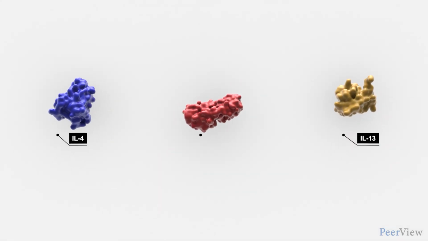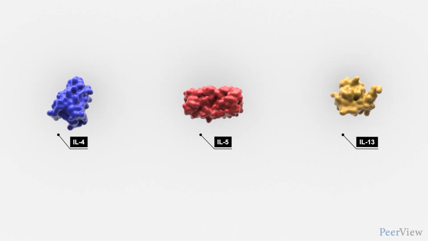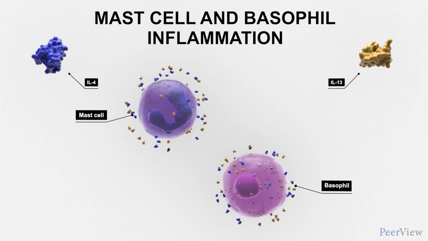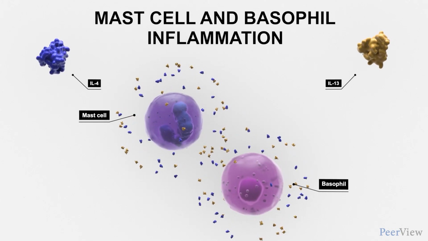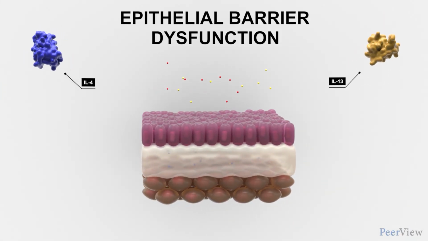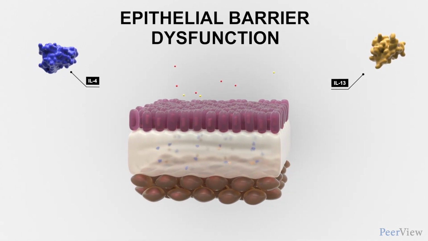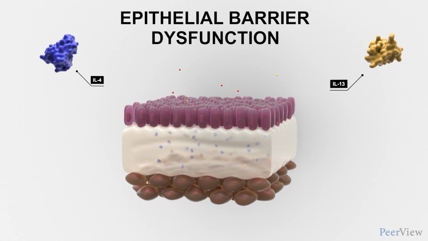IL-4, IL-13, and IL-5 are key drivers of type 2 inflammation in EoE. IL-4 and IL-13 also contribute to the activation of mast cells and basophils, leading to the release of several inflammatory mediators. IL-4 and IL-13 drive epithelial barrier dysfunction, facilitating the entry of antigens that can worsen inflammation and increase access to allergens and pathogens across the epithelial barrier.